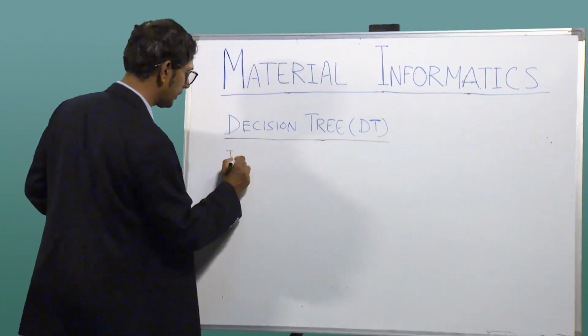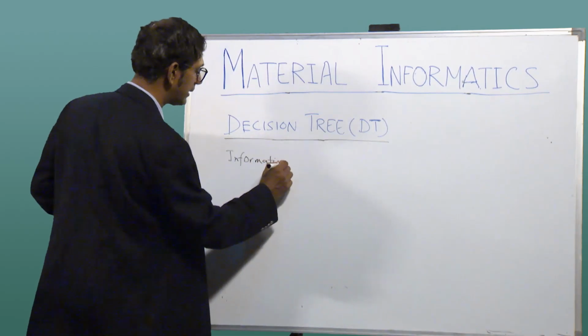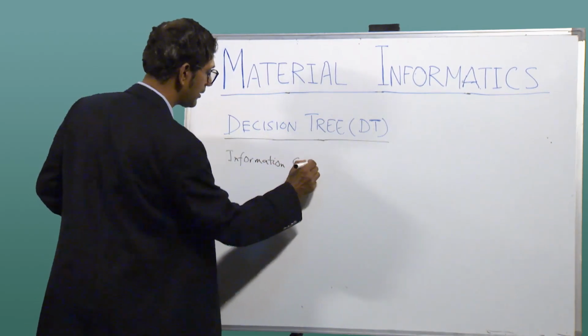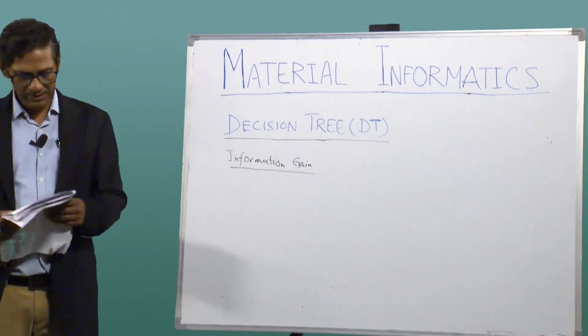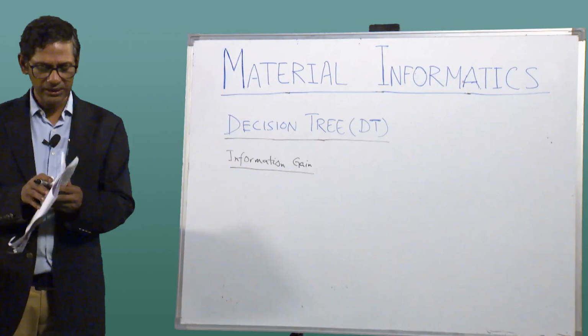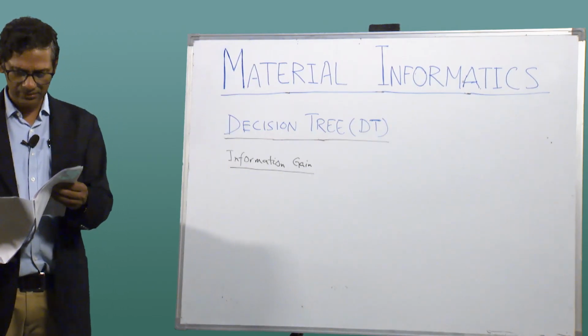Information gain is also used since it indicates gain of information. So, it is self-explanatory, right? There is no problem when you talk about information gain. Is there any issue in information gain? All of you understand?